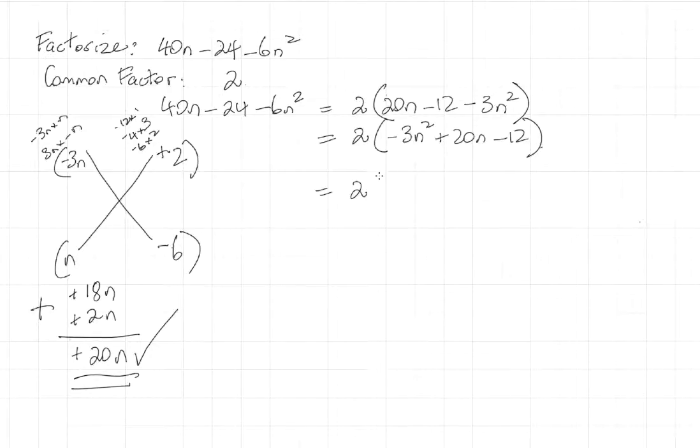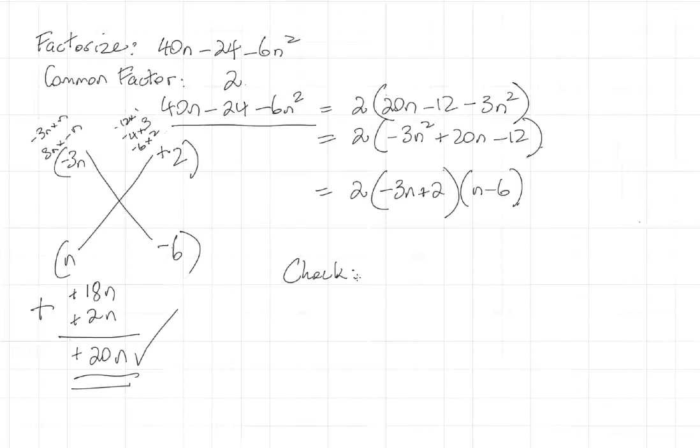Now this has been factorised to negative 3n plus 2 and n minus 6. So we've got 3 factors which multiply together to give us 40n minus 24 minus 6n squared. If you would like to do a check, we can multiply these 3 out, and so this is just a way of checking your answer is correct.